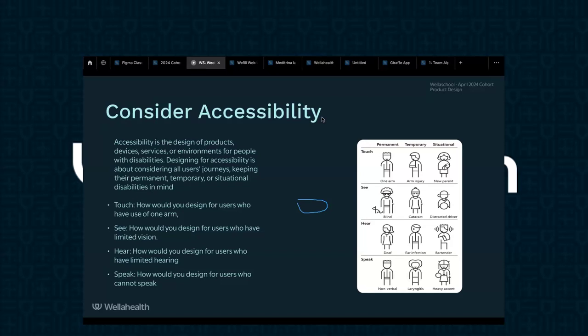Now, imagine that your product has a speak feature that allows users to speak in order to get things done. And you did that in order to solve a problem for somebody who has a disability that will not allow them to use or touch their phone. Because you solved that problem for somebody who has a disability, you would have automatically solved the problem for somebody who has a temporary disability and a situational disability.